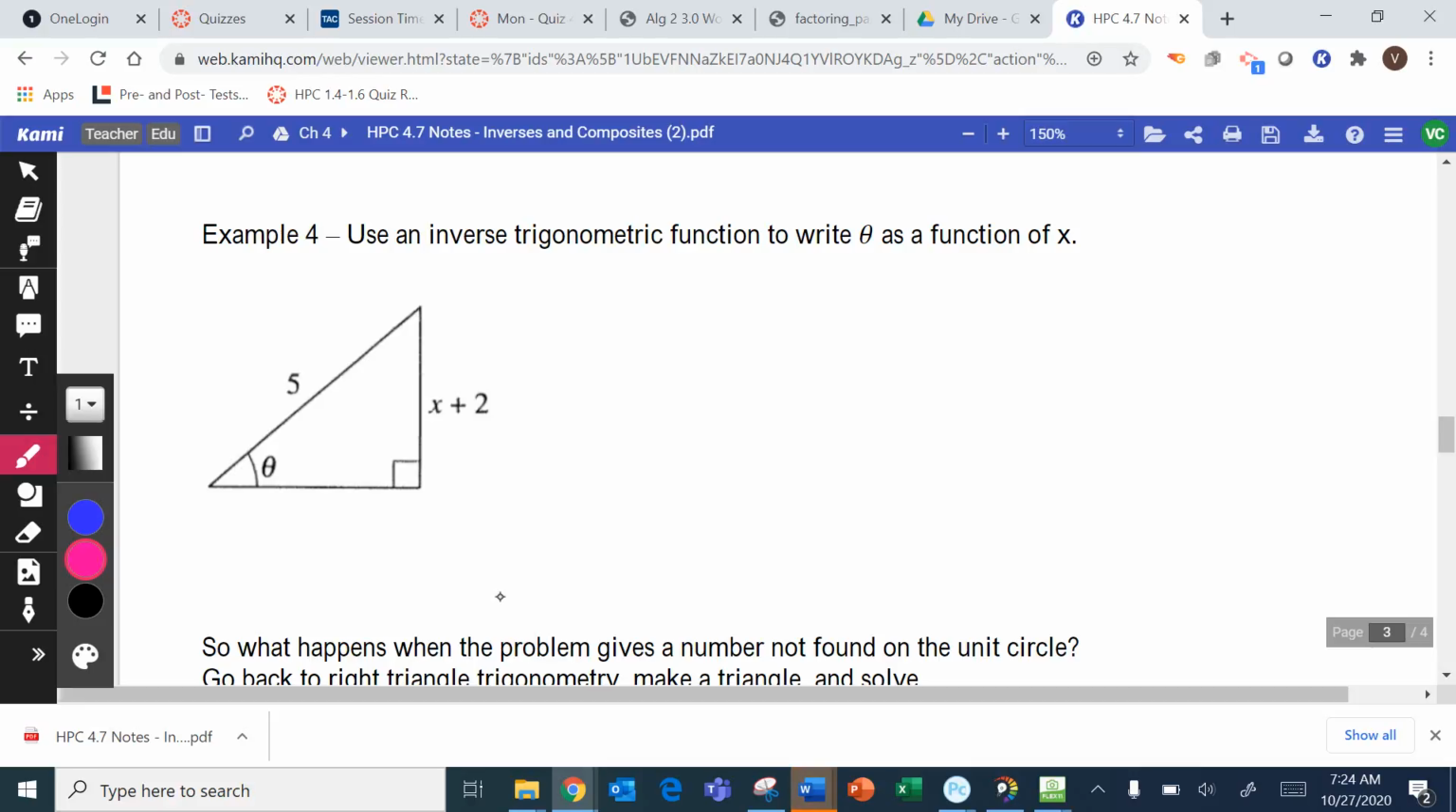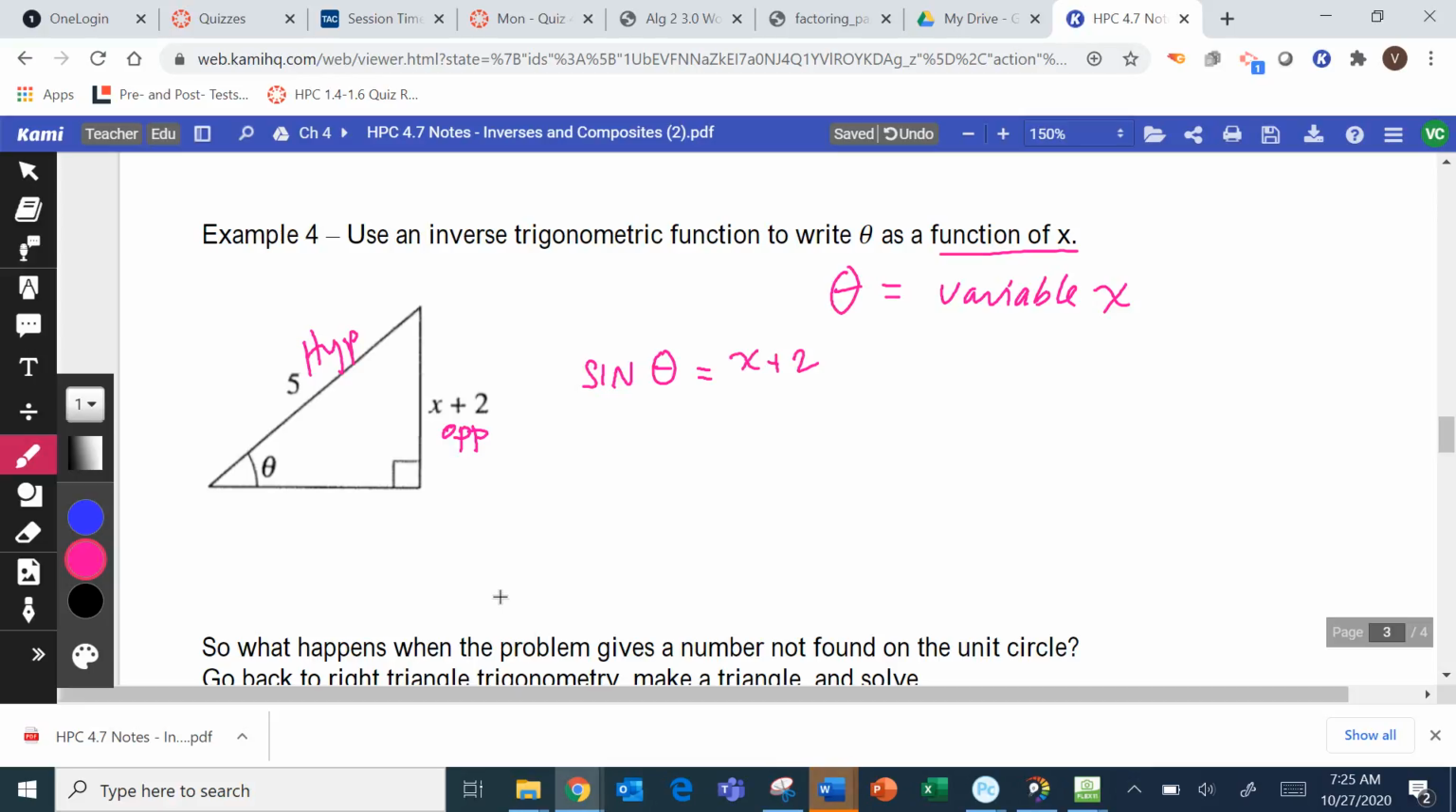Example 4: use an inverse trigonometric function to write theta as a function of x. When we write something as a function of x, that means it's going to say theta equals, and the variable on this side is going to be x. So I'm going to look at this triangle, and according to theta, we know the opposite side and the hypotenuse, which tells us that we can find the sine of theta by putting the opposite side over the hypotenuse. Now to get theta by itself, we have to undo sine, and to undo sine, we're going to use arcsine.